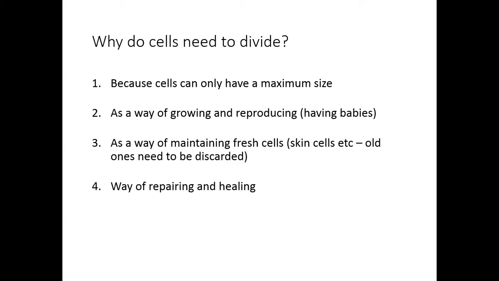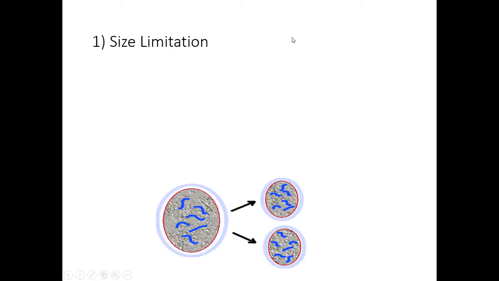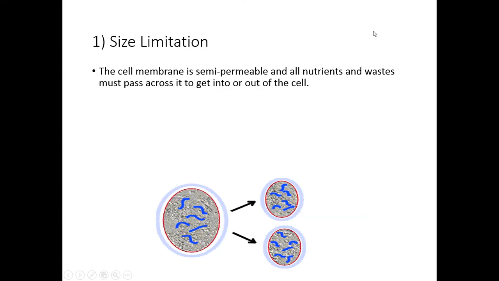So let's take a look at the first one, size limitations. So we start off with a big cell, and it'll eventually divide into two smaller cells. But let's take a look. So the first thing, it goes back to that cell membrane. So the cell membrane is that semi-permeable barrier where things come in and out of the cell. It's the only way for the cell to exchange, let's say, oxygen and carbon dioxide, or for it to exchange nutrients for waste.